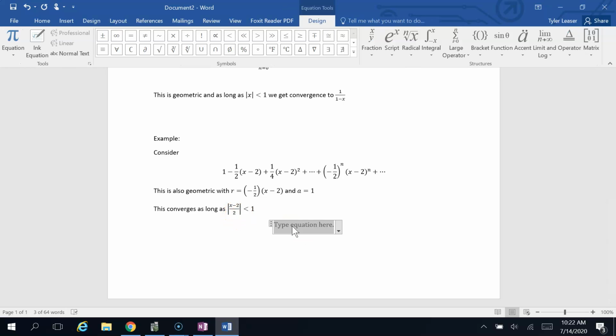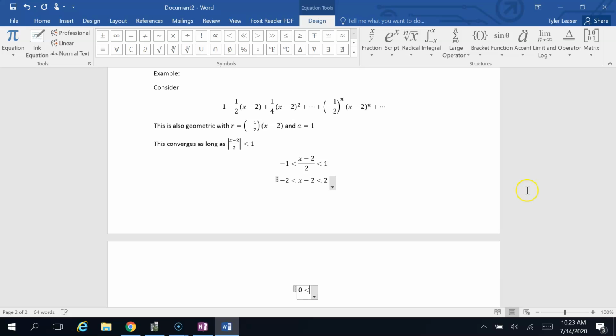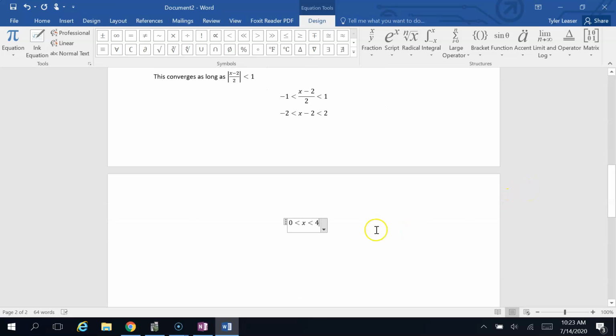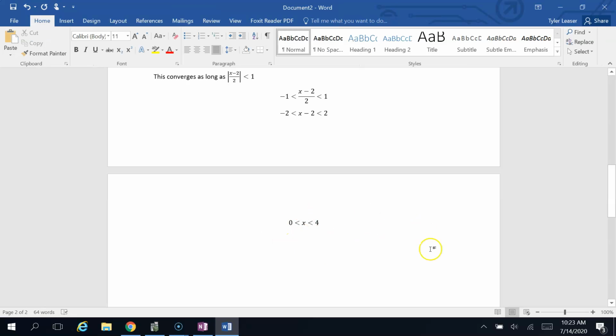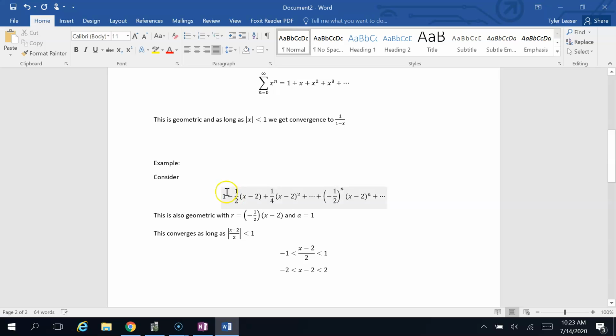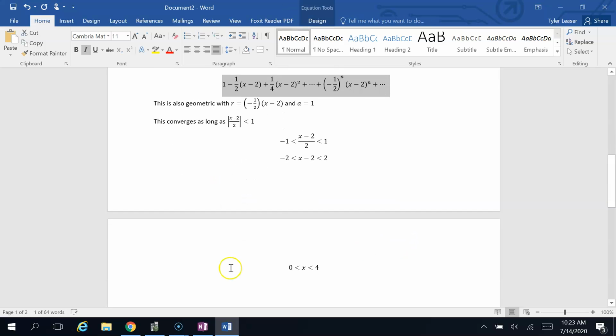The trick to doing these absolute value inequalities is you want to squeeze the inside of the absolute value between the negative and the positive of the constant on the other side. So we're going to squeeze this between -1 and +1. This we can solve. We're going to multiply both sides by 2, and then add 2 on both sides. So we get this. This is going to be something that we're going to define later, but you can think of it like this is where the series converges. This power series here will only converge as long as we're plugging x values between 0 and 4.